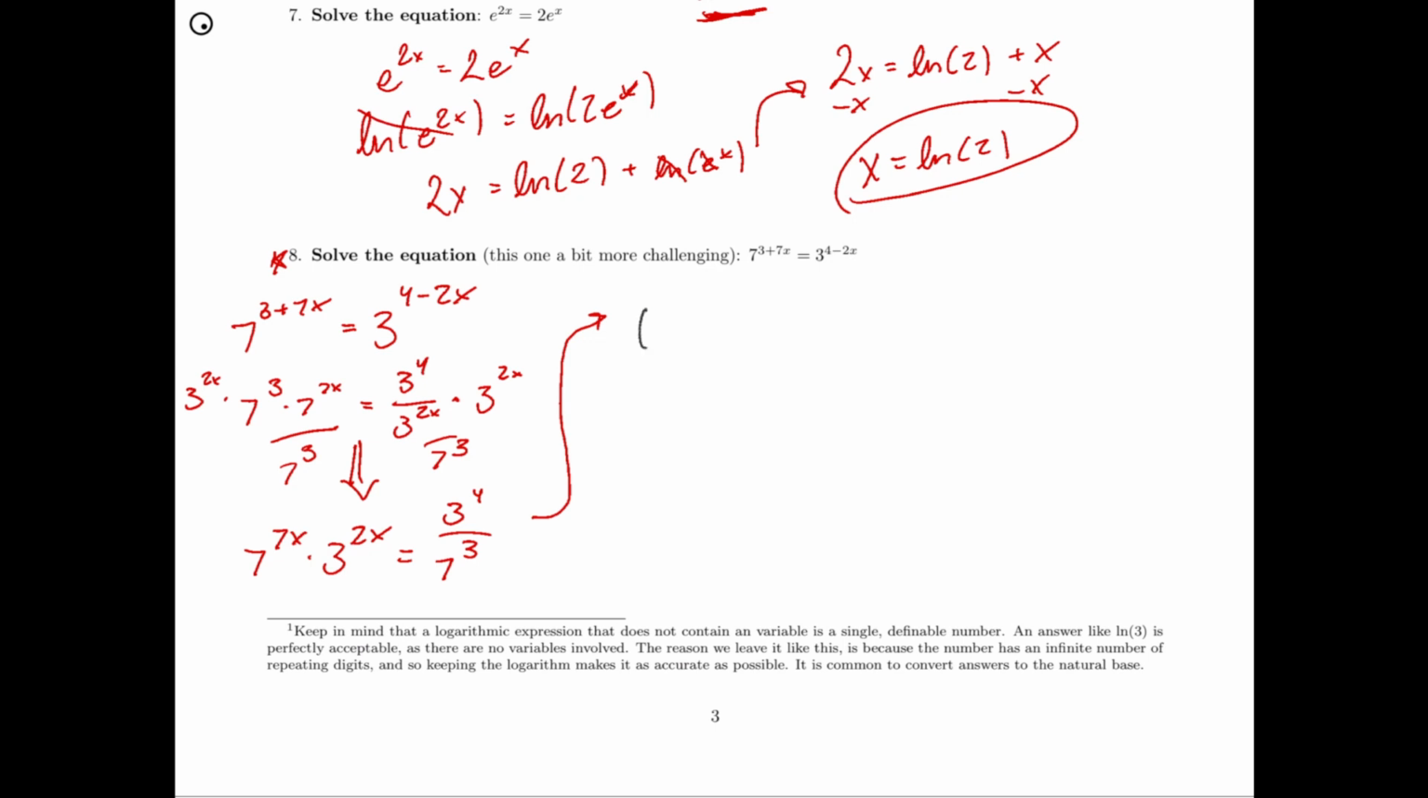And so what I get is 7 to the 7th times 3 to the 2 to the power of x equals 3 to the 4th over 7 to the 3rd. This is an absolutely disgusting move. I don't recommend you do this. This is horrible. I don't know what I was thinking when I did this.